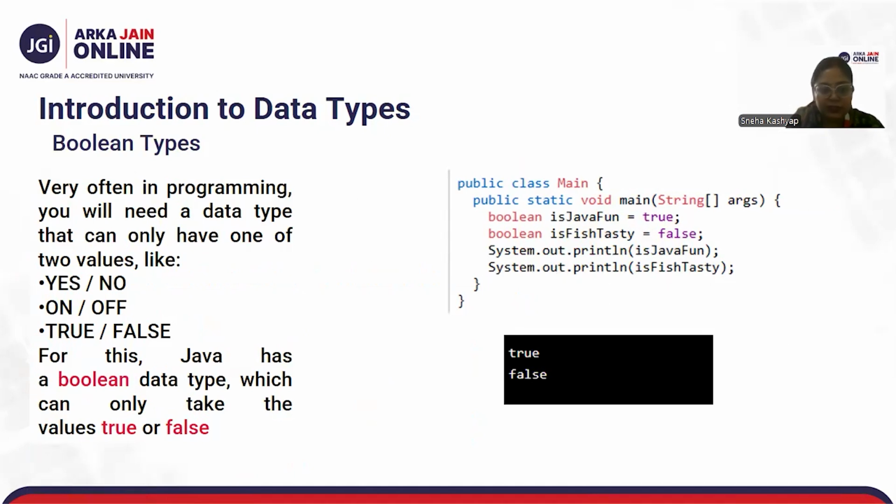Next we have Boolean data types. Very often in programming, we will see that a data type can only have one of two values. That is either yes or no, true or false, or on and off. Where we have either of the answers, such data can be considered Boolean.